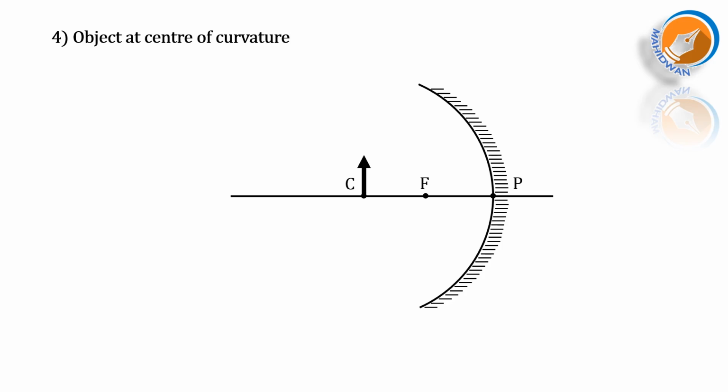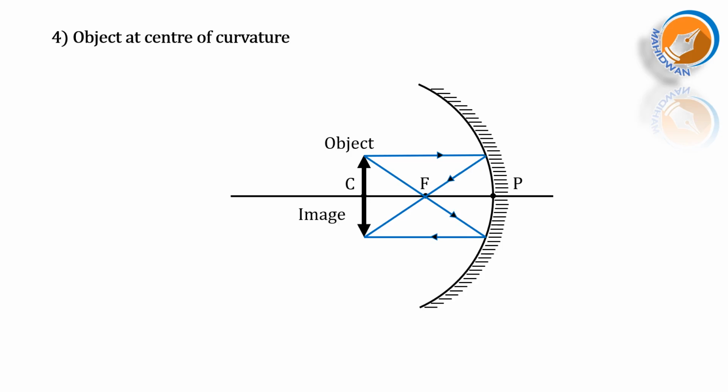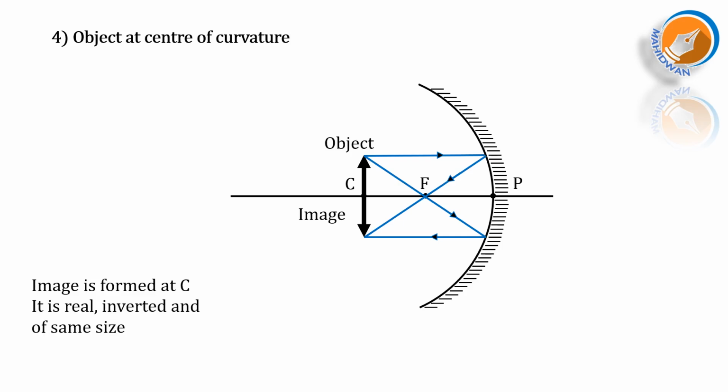The fourth diagram is object at center of curvature, that is at C. So if I place the object over here, first ray I'm drawing is parallel to principal axis. Any ray parallel to principal axis after reflection will pass through focus. So let us draw that. Second ray I'm passing through focus. So after reflection, that will go parallel to the principal axis. Wherever they intersect, that point of intersection, image is formed exactly of same size. So image is formed at C. It is real, inverted, and of same size.